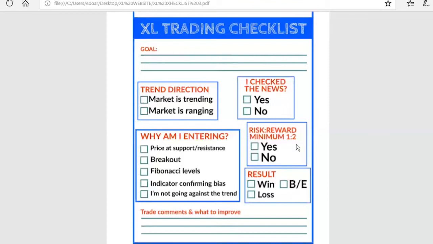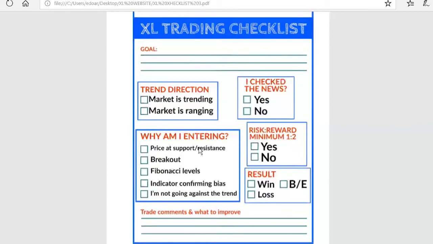Then we move to the risk reward, minimum 1 to 2. This is actually one of my rules. You can change this checklist however you want. I'm putting my rules. So for example, it is my rule that I trade only when we are trending. It is my rule that we only trade when there is a minimum 1 to 2 risk reward ratio. So if there is a minimum 1 to 2 risk reward, then we enter. If there is not, so we have maybe a 1-to-1 risk reward, then we don't enter the trade, even if it is a good setup.